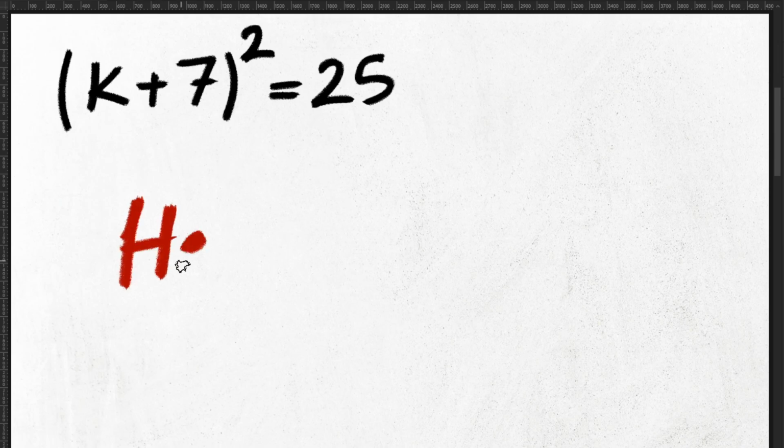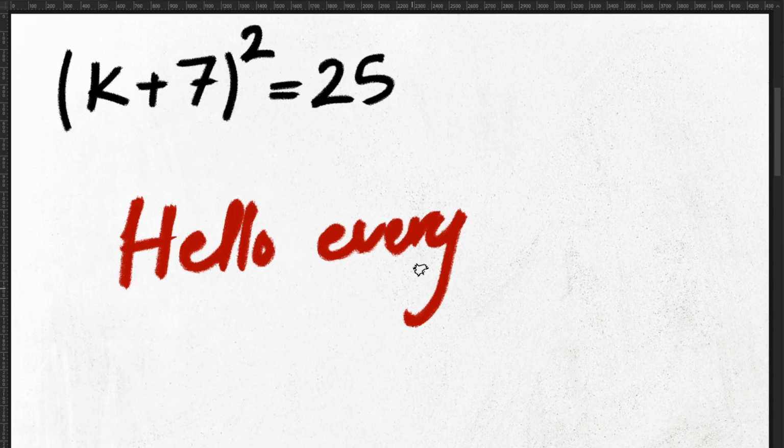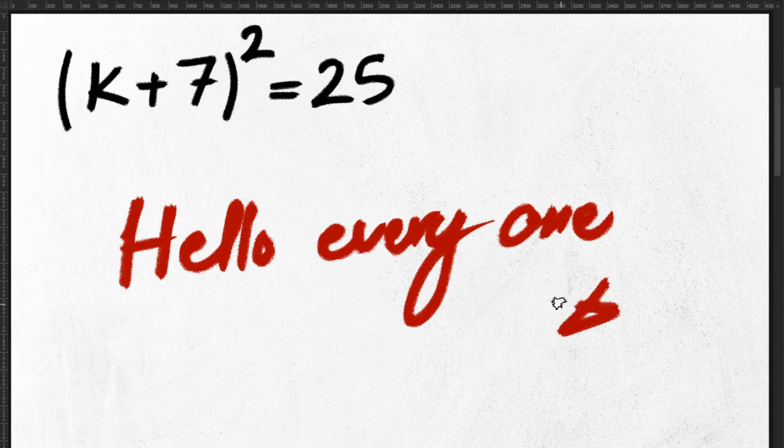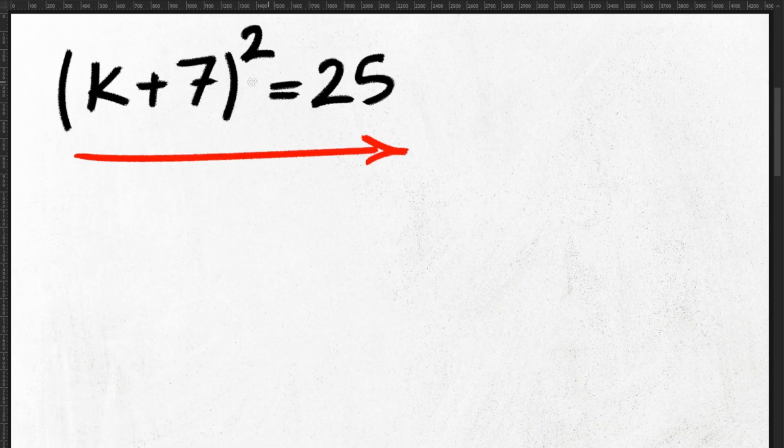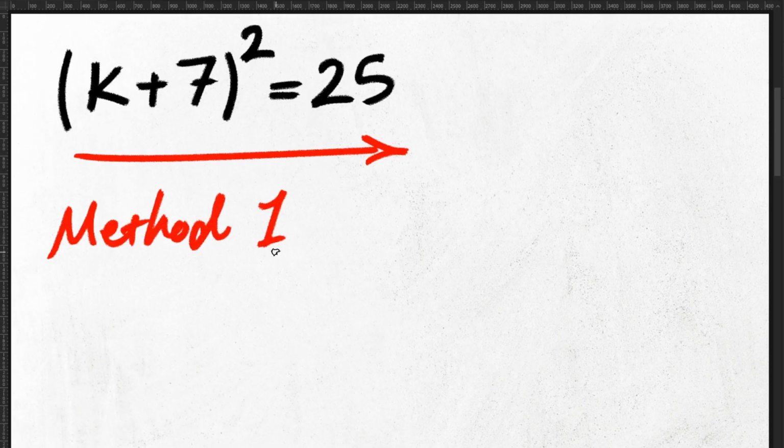Welcome back. In today's video, we are tackling a great algebra problem. We need to solve the equation (k + 7)² = 25. I am going to show you two completely different methods to find the right answer. Let's dive right in. Method 1.